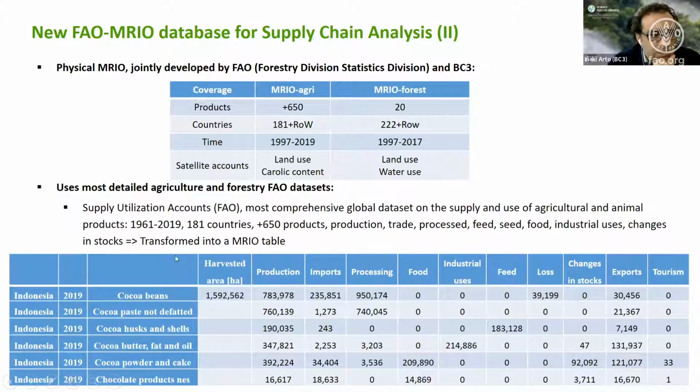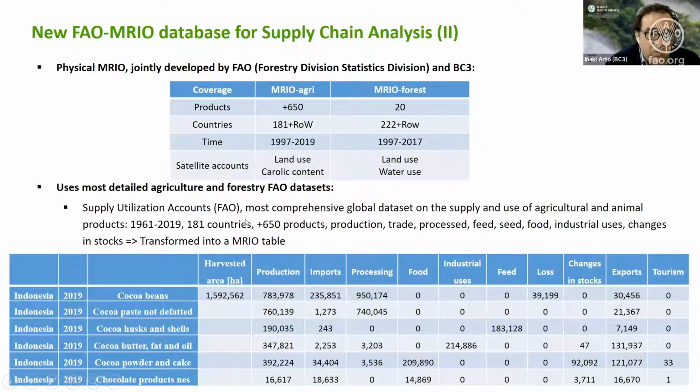Here, for instance, you can see an example of a part of the supply utilization account, in this case for Indonesia, for the year 2019, and just for the 6 cocoa products that are covered by the supply utilization accounts. Then you can see, for instance, that they report the total area harvested in that year in Indonesia for the extraction of cocoa beans, the production of the different cocoa products, the part that is imported, the part that is processed, food, the industrial uses, the part that is used to feed livestock, losses, changes in stocks, the exports, and the consumption of tourists.